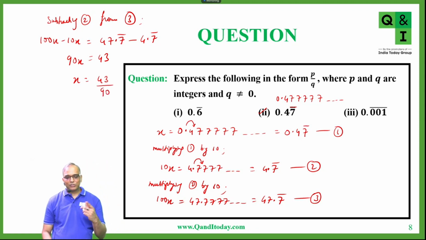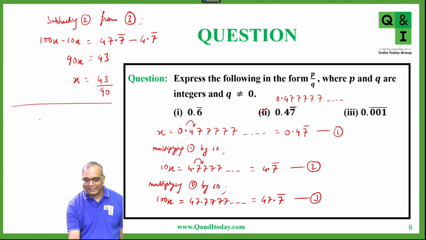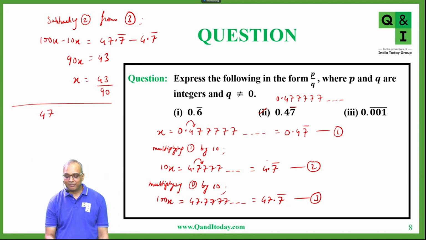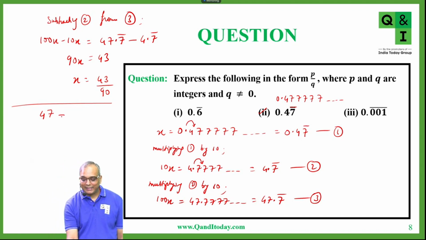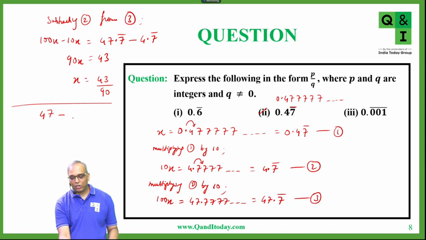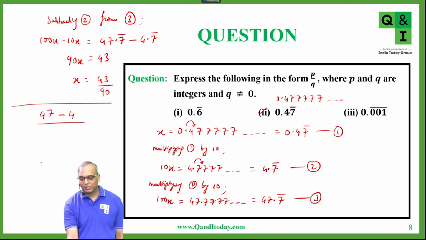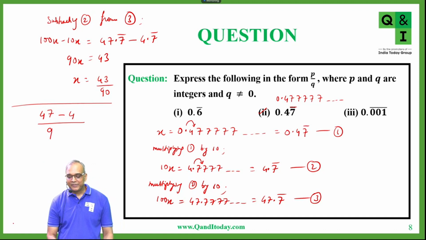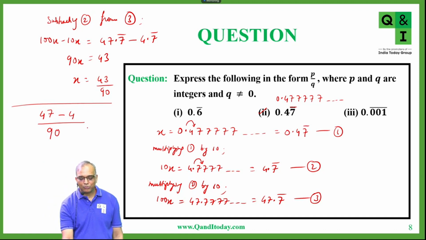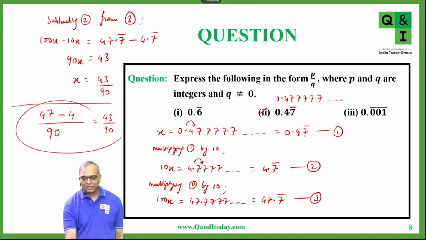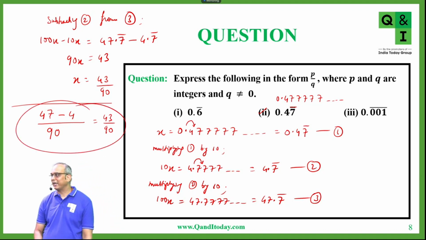I had taught you one shortcut also. That shortcut says that you write the number as it is, means 47. Right? 0.47 bar means 47, minus the digit which is not repeating. So 47 minus 4, divided by the number of digits which is repeating. 1 is repeating and there is one digit which is not repeating after the decimal, so we'll put one more 0 here. So this is 43 over 90. So by the shortcut method also you can recheck your answer.